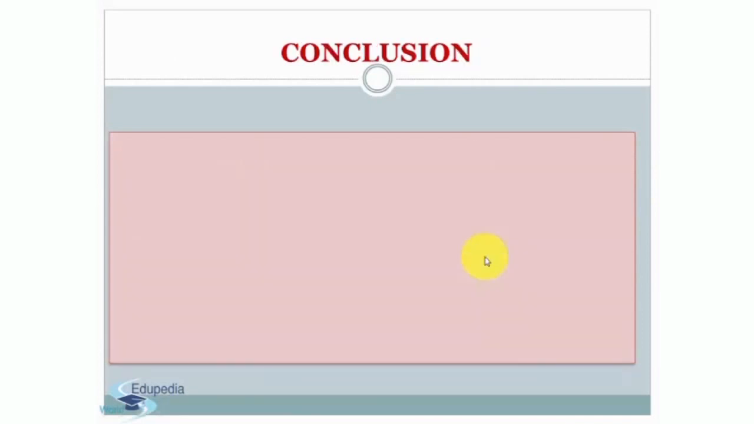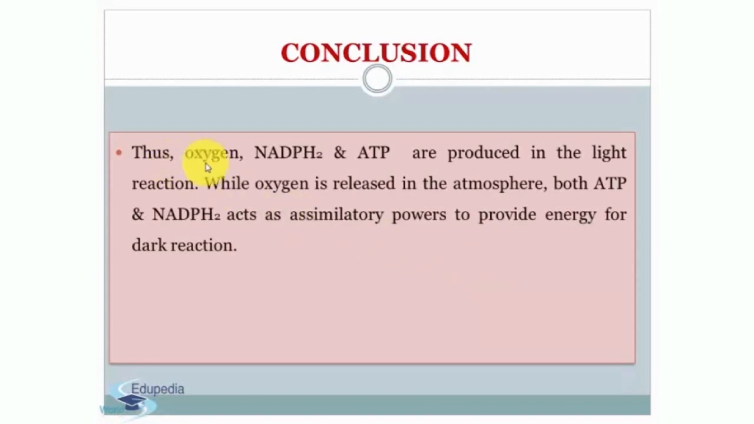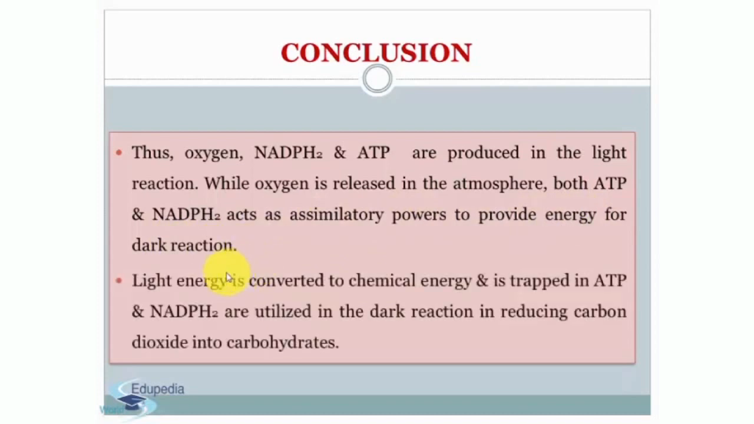Now we come to the conclusion of the whole process. Oxygen, NADPH2 and ATP are produced in light reaction. Oxygen is released in the atmosphere, but ATP and NADPH2 act as the assimilatory powers to provide energy for dark reaction. See, light energy is converted into chemical energy and is trapped in ATP and NADPH2. These are utilized in dark reaction in reducing carbon dioxide into carbohydrates. So, through ATP and NADPH2, light reaction and dark reaction are connected.